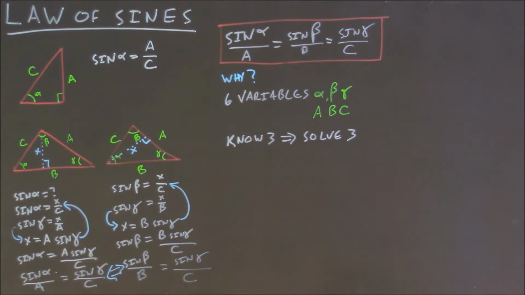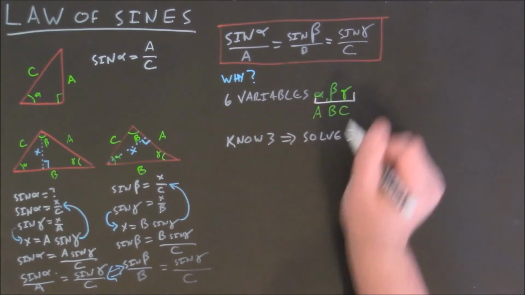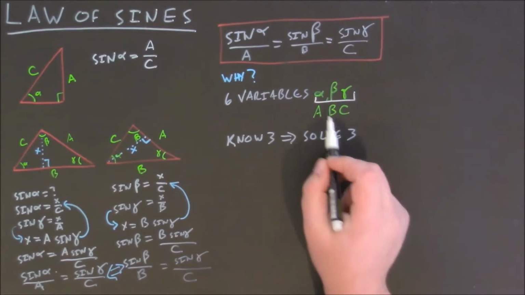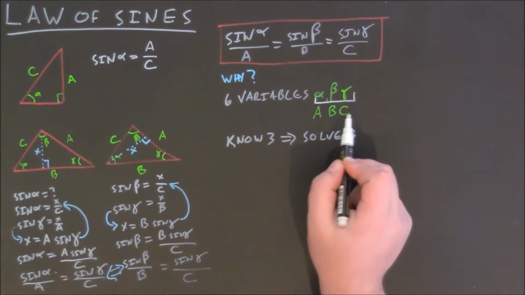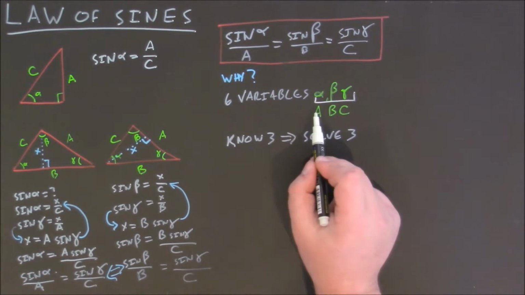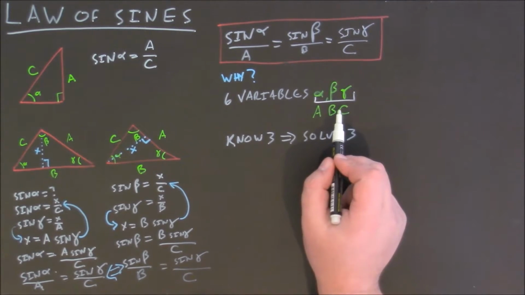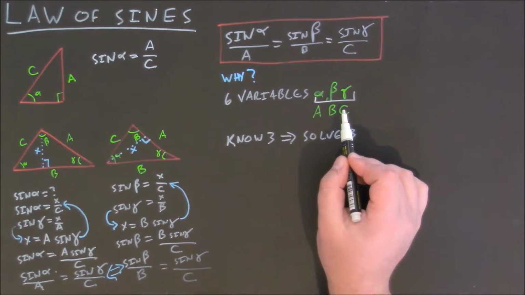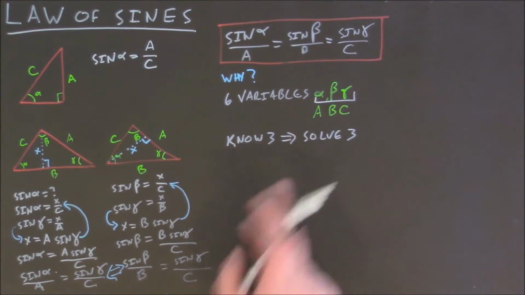Now, the only special case in this is if we have just the 3 angles. In that special case, we won't be able to solve for A, B, and C exactly. We'll only get the ratio of A to B to C. But otherwise, if we know any 3 of these 6, we can solve exactly for the missing 3.